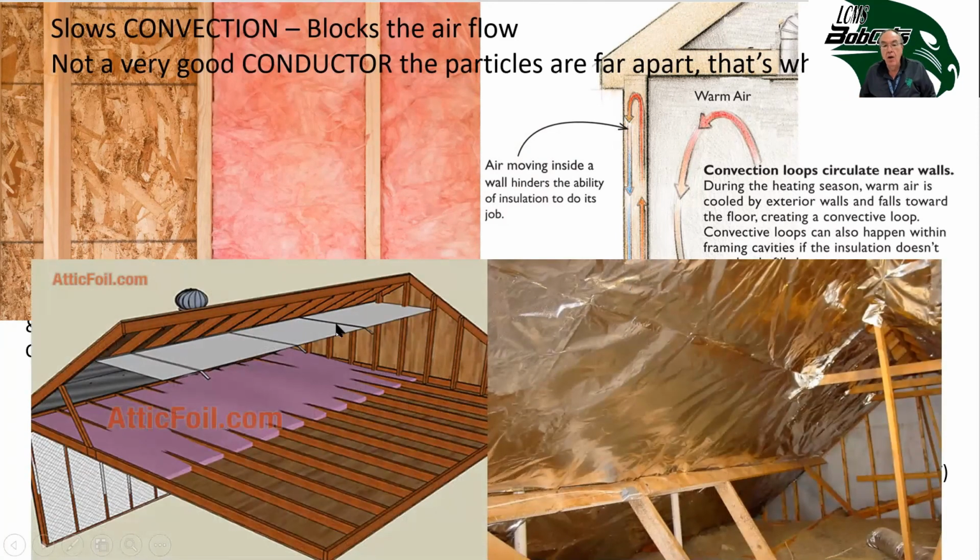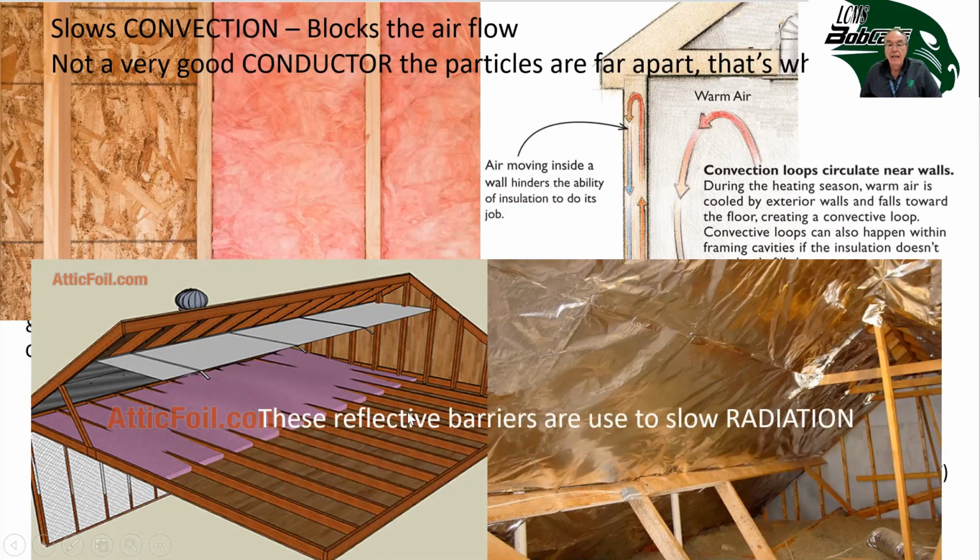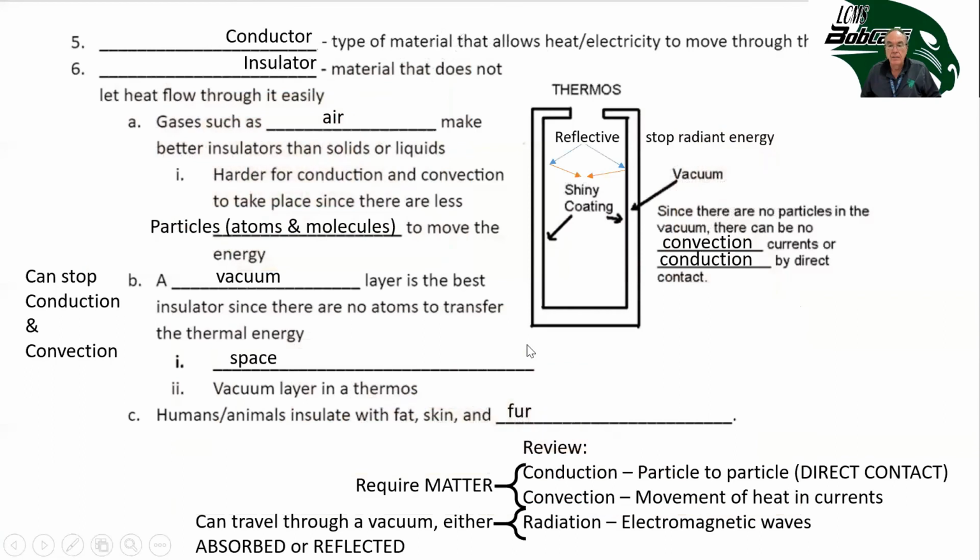And then in some homes, they want to stop the third form of heat transfer, and they put this shiny material, called a radiant barrier, inside attics and sometimes on the roof. These reflective barriers are used to slow down radiation. So again, when people are thinking about insulating, they're trying to stop conduction, convection, and radiation.